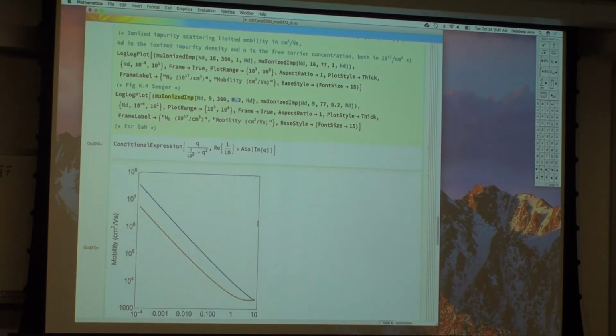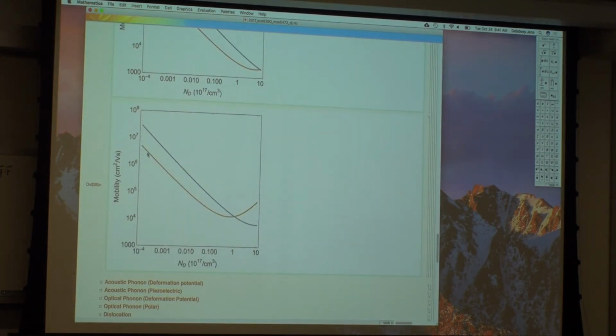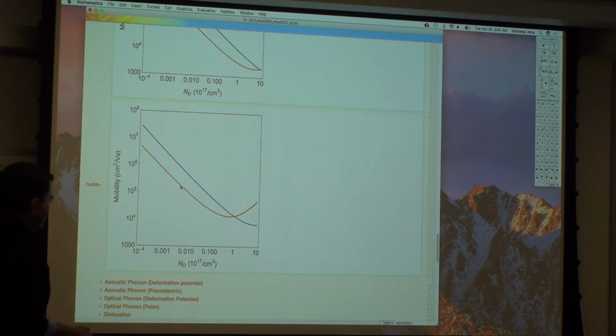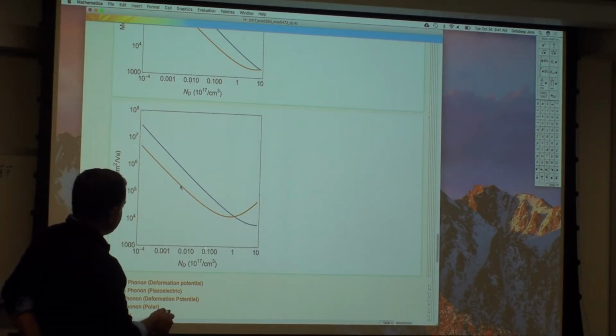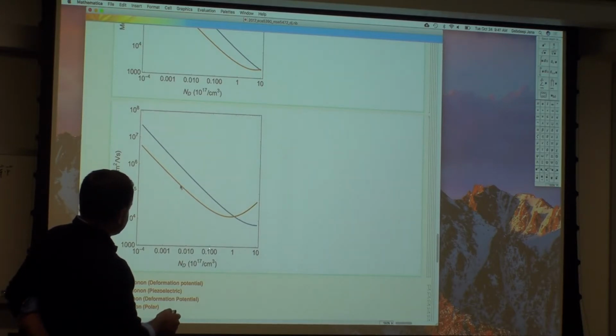So the two formulas. One of them is at room temperature. The other is at 77 Kelvin. So there are two. And there's a little bit of turnaround because of that logarithmic factor and all that. But just let's look at the order of magnitude. So if you have 10^16 per centimeter cube ionized charged impurities, your room temperature mobilities would be maybe about 20,000 centimeters square per volt second.